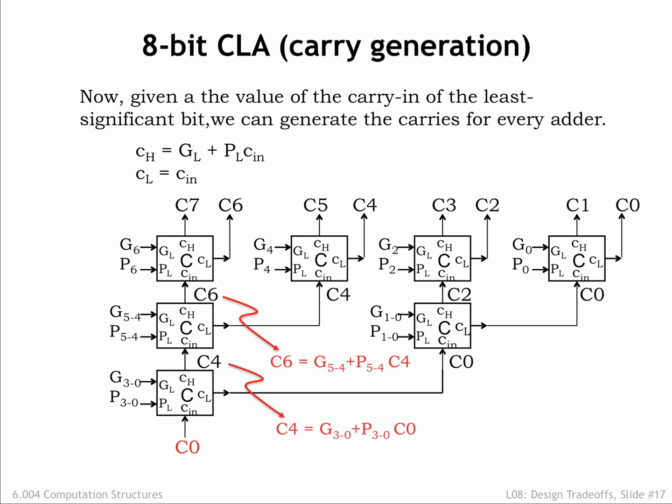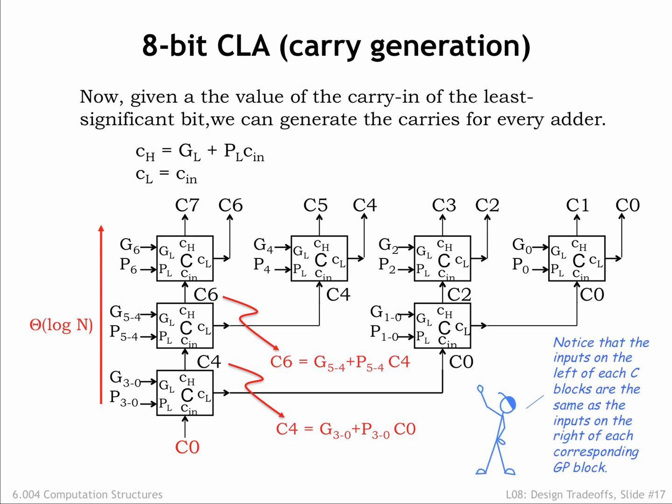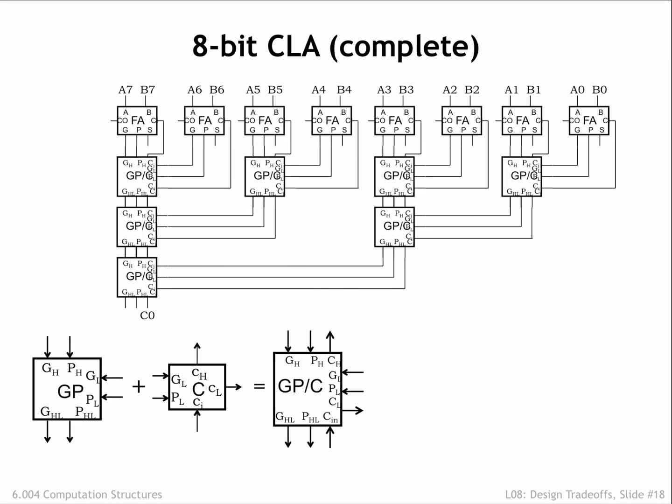For example, these equations show how C4 is computed from C0 and C6 is computed from C4. Again, the total propagation delay from the arrival of the C0 input to the carry-ins for each full adder is order log n. Notice that the GL and PL inputs to a particular C module are the same as two of the inputs to the GP module in the same position in the GP tree. We can combine the GP module and C module to form a single carry-lookahead module that passes generate and propagate information up the tree and carry-in information down the tree. The schematic at the top shows how to wire up the tree of carry-lookahead modules.